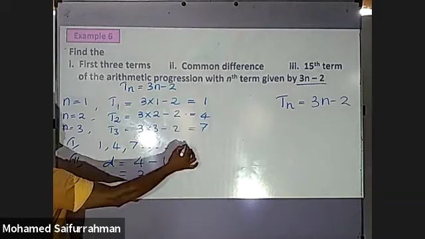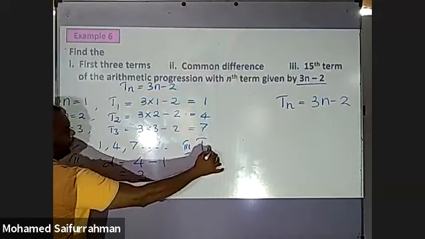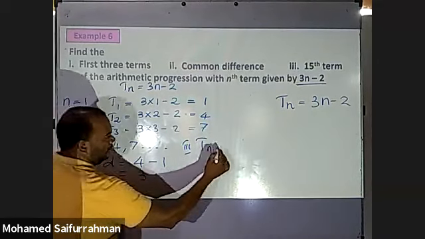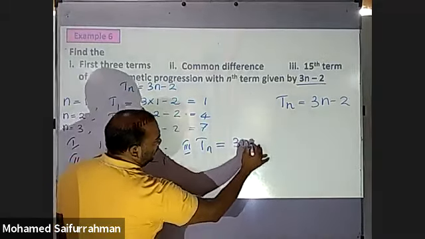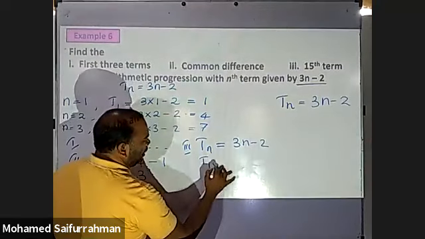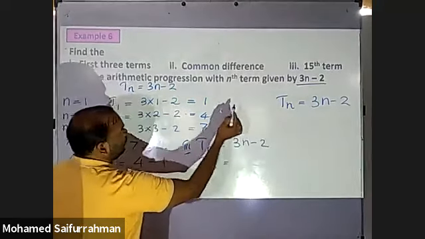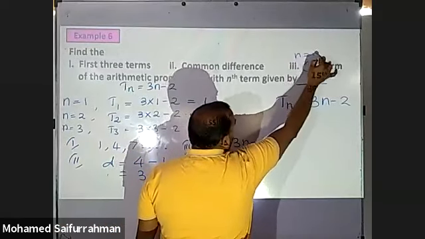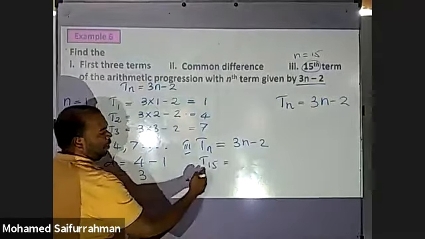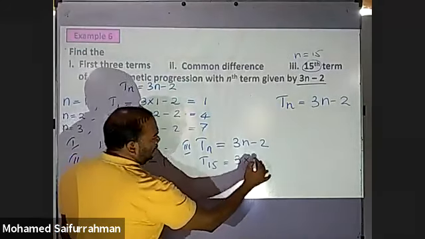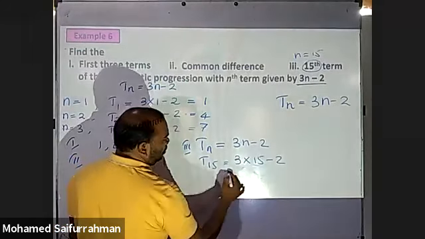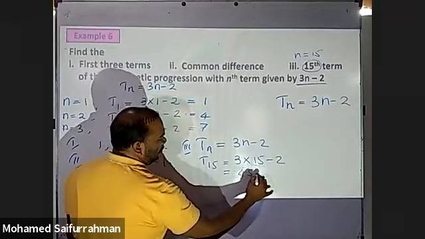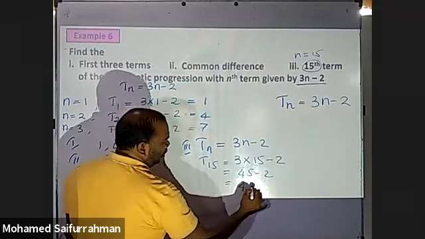By this, Tn equals 3n minus 2. T15, the 15th term, n equals 15. T15 equals 3 times 15 minus 2, 45 minus 2, 43.